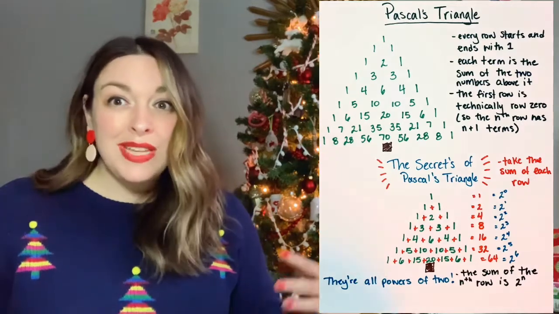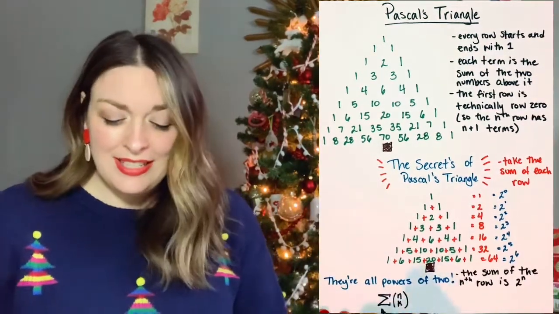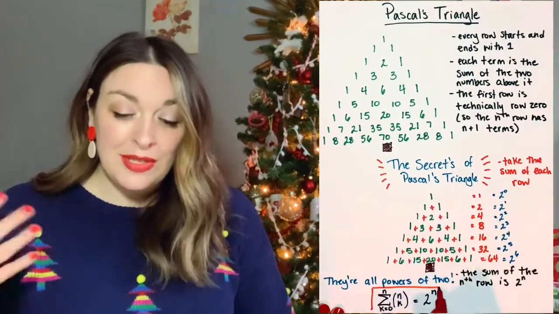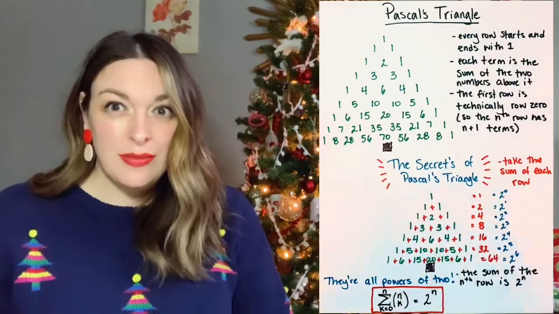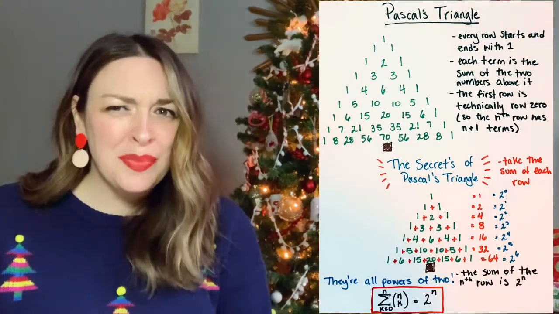So we can use some technical mathematical mumbo jumbo to represent this, and that is the sum of n choose k from k equals 0 to n is equal to 2 to the power of n. Which takes me to my next secret about Pascal's triangle that's actually pretty interesting.